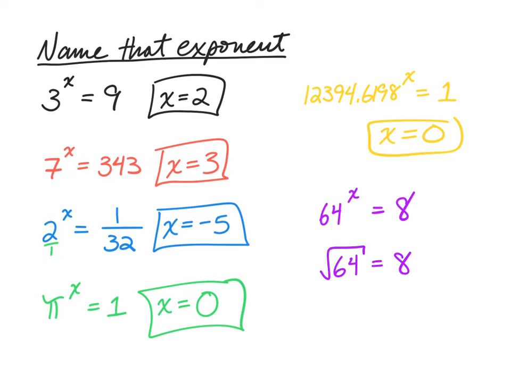It's going to have to be a square root. How do you represent a square root as an exponent? Well, we know that there's a 2 in the root here, and that the exponent on 64 is a 1. It's 64 to the first power. So our exponent would be 1/2.